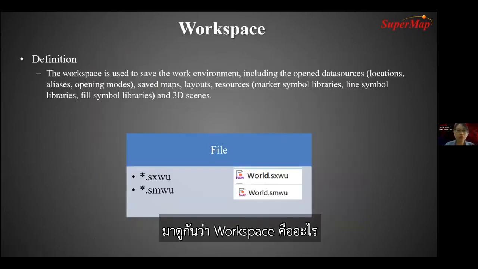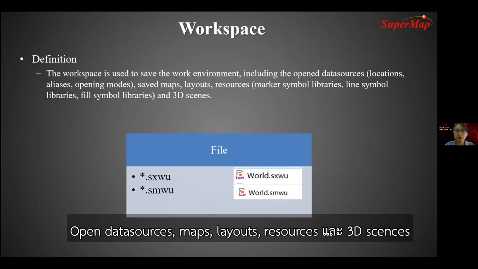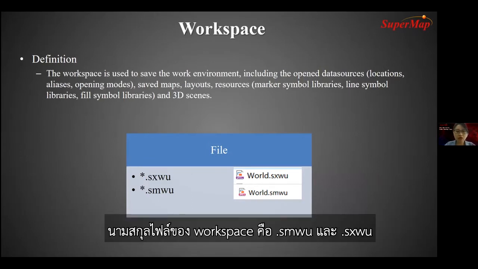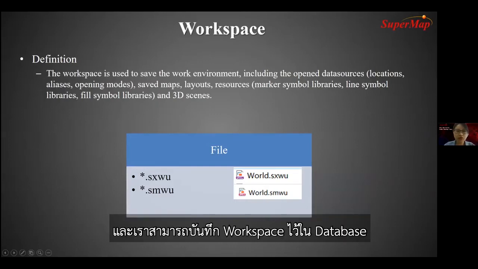What is a workspace? The workspace is used to save the work environment, including the open data sources, saved maps, layouts, resources, and 3D scenes. The formats of the workspace are SMW and SXW. There are two formats to store the workspace. In addition, the workspace can also be stored in a database.